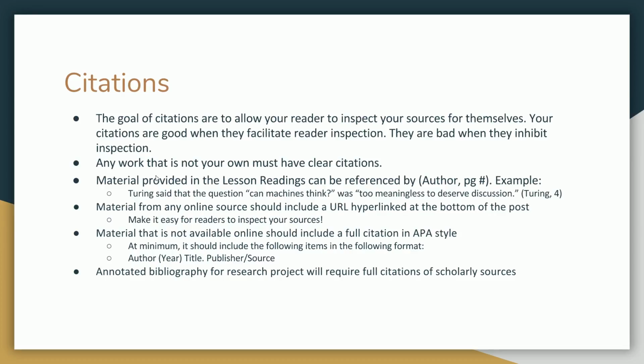So I give an example here, right? So say in your post you're talking about Turing's view, and you say that Turing said the question, can machines think, was too meaningless to deserve discussion. I put his statement in quotes, and then I put a little parentheses, Turing, page 4. And that's all the citation I need. I don't need anything else beyond that. It's very clear what I'm referring to because this is material that was made available in the syllabus.